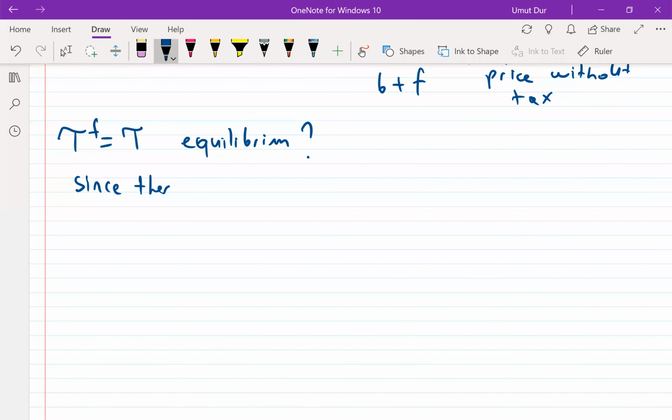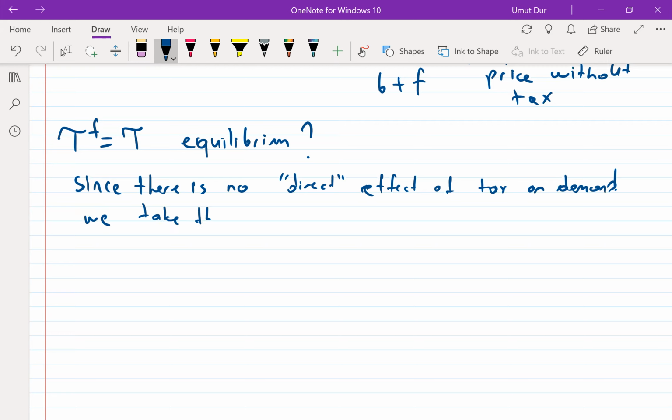Since there is no direct effect of tax on demand, we take the same demand curve, which is Q demand equal to A minus B. What about the supply?